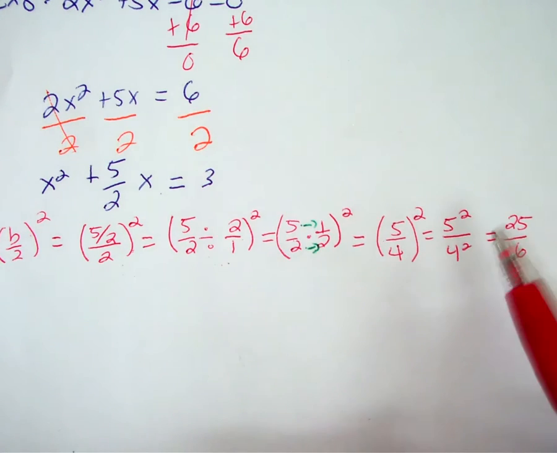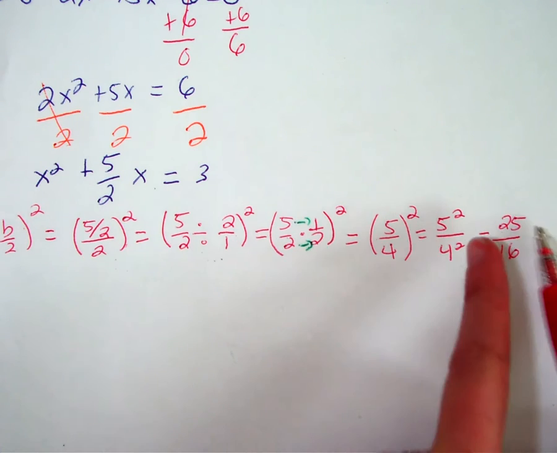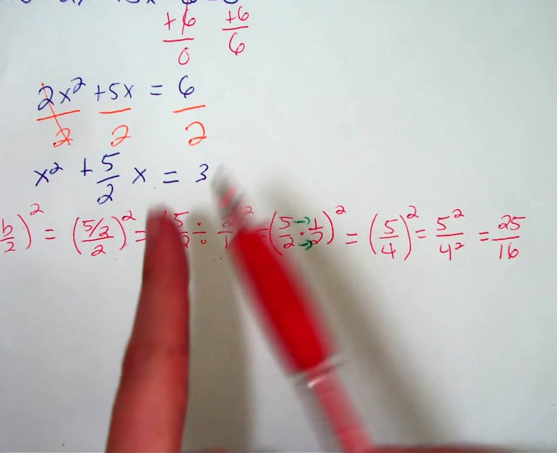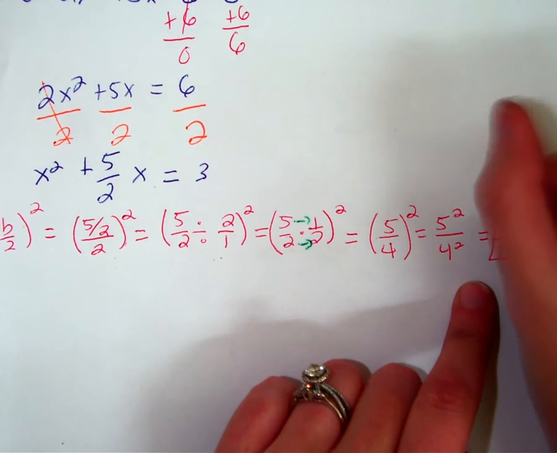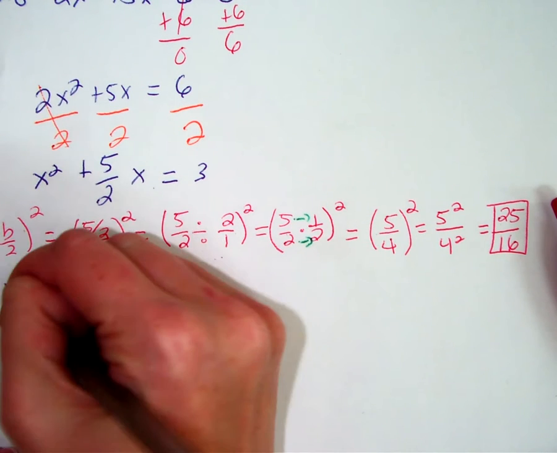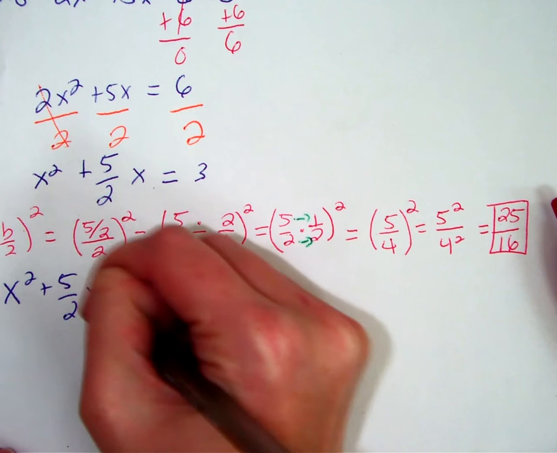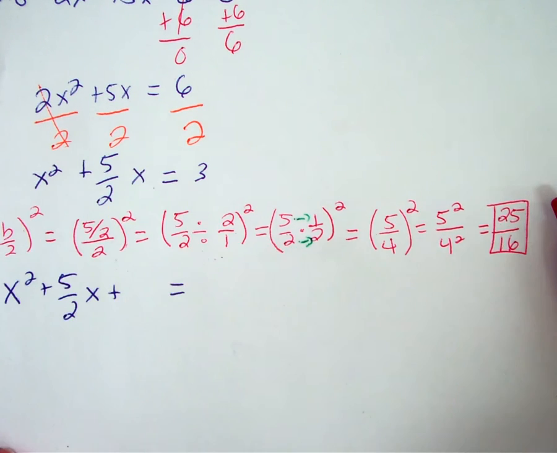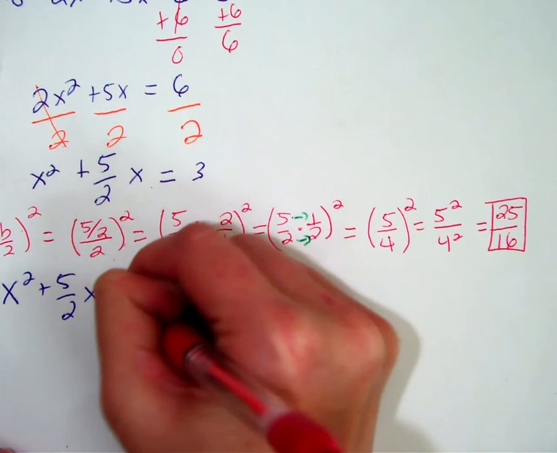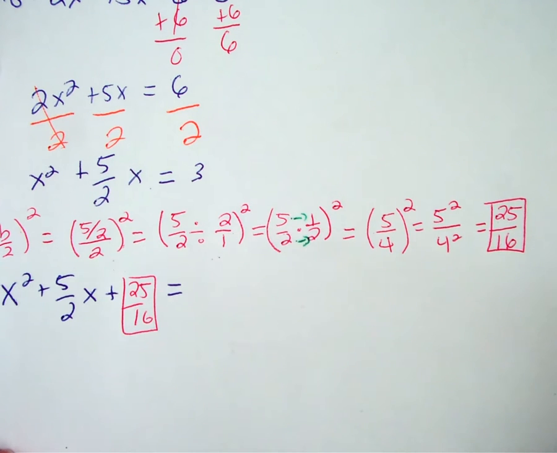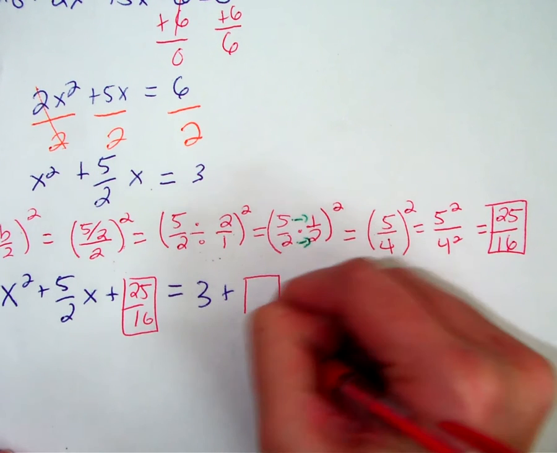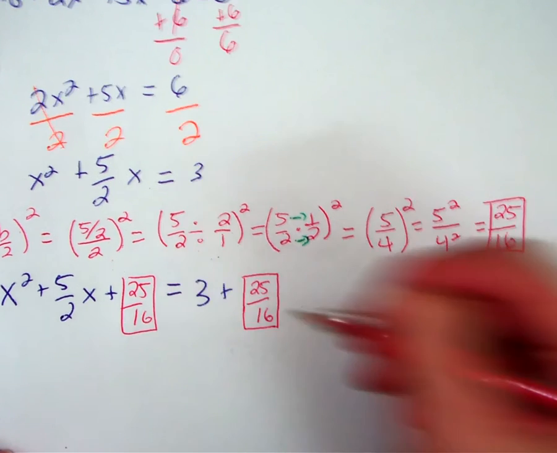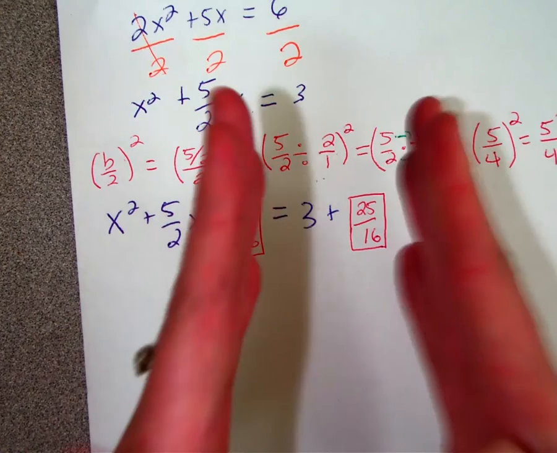Guys, so this is the magical number that will force this side of our equation to become a perfect square trinomial. But remember, you guys, if we add this on one side of the equation, we got to add it on the other side of the equation. So I'm going to add this onto both sides of the equation. So we got x squared plus 5 halves x plus 25 over 16. Bam. Equals 3, so I'm going to bring on down my 3, plus 25 over 16 again.